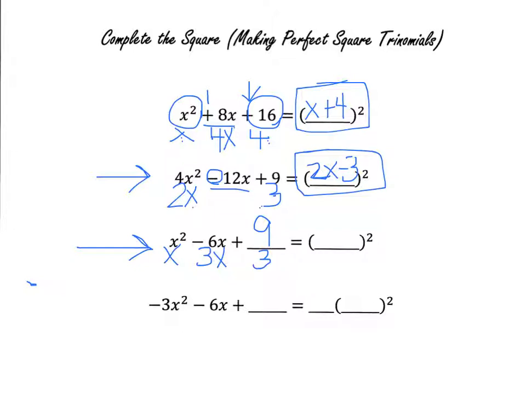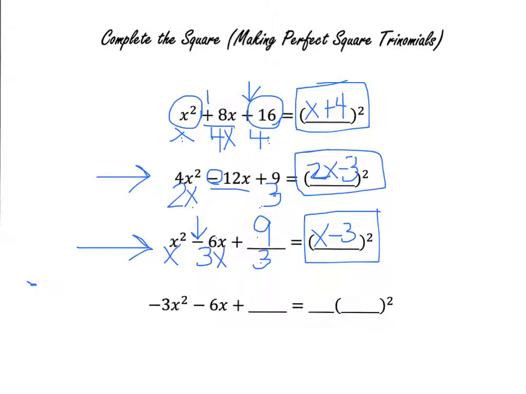So x squared minus 6x plus 9 is a perfect square trinomial, which factors now as x minus 3 squared. So x minus 3 squared. Done.